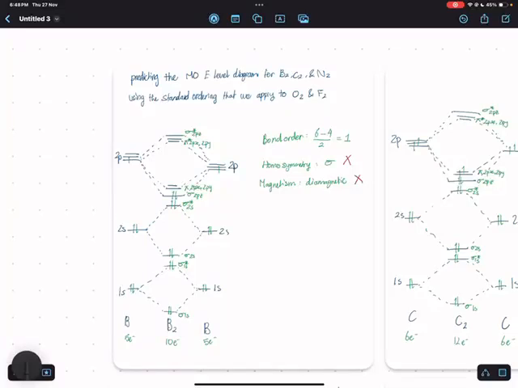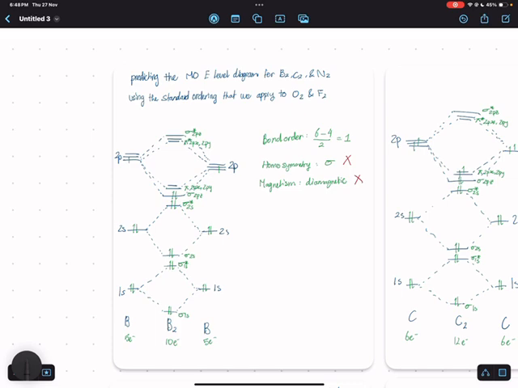Hello everyone, in this video we're going to talk about SP mixing and how it affects molecular orbital diagrams. To understand SP mixing properly, we first need to look at how we predict MO energy level diagrams. So we'll start by predicting MO energy level diagrams for B2, C2 and N2 using the standard orbital ordering that we normally apply to O2 and F2.